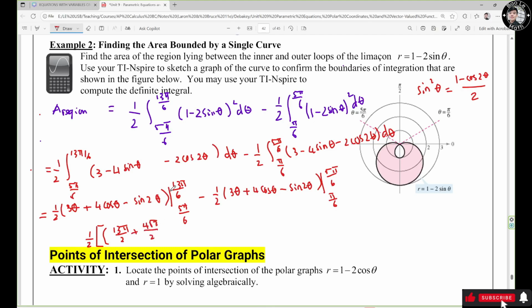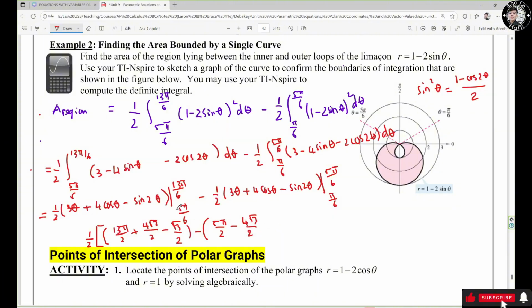Now sine of 13 pi over 6, which means sine of 13 pi over 3. So it's going to be root 3 over 2, right? So it could be negative root 3 over 2 minus 3 times 5 pi over 6, which means 5 pi over 2, plus cosine of 5 pi over 6 equals negative root 3 over 2. So I have negative 4 root 3 over 2.